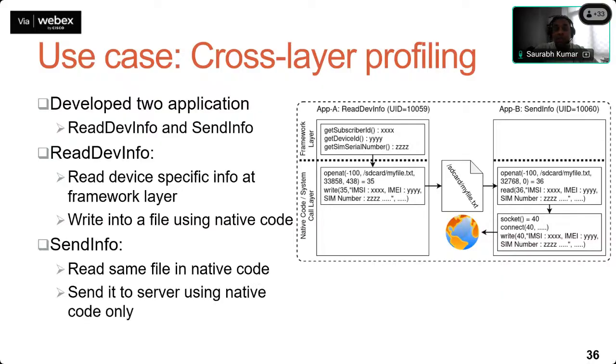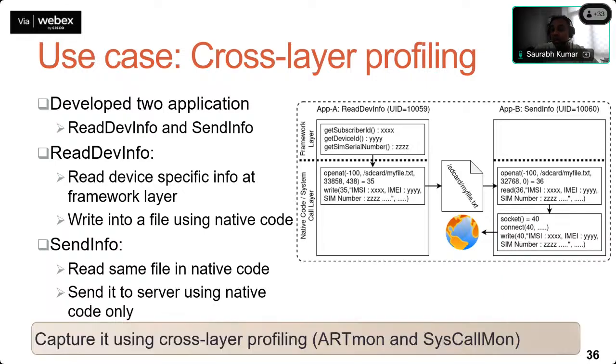Send dev info reads this information from the same file in the native code and leaks this information to the server. This thing we can see through Artmon and Syscallmon combined. So this is the main takeaway of this thing.